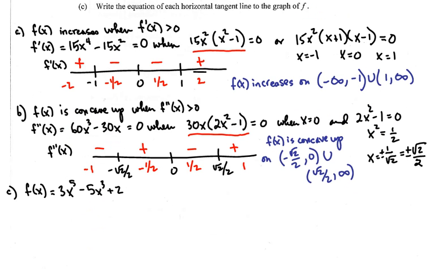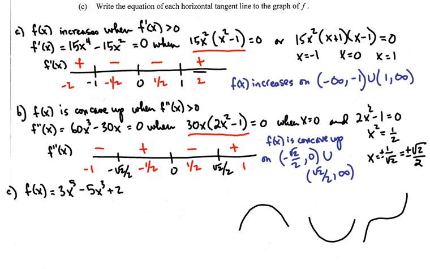Okay, so we want to write the equation for each horizontal tangent line to the graph of f. So we go back to the first derivative that we found in part A, and we found that there were three places where the derivative was equal to 0, at x equals -1, at x equals 0, and at x equals 1. I want you to think for a second about the three different ways that we could have a derivative of 0. We could have a derivative of 0 and it be a relative maximum, it could be a relative minimum, or it could be a stationary point.